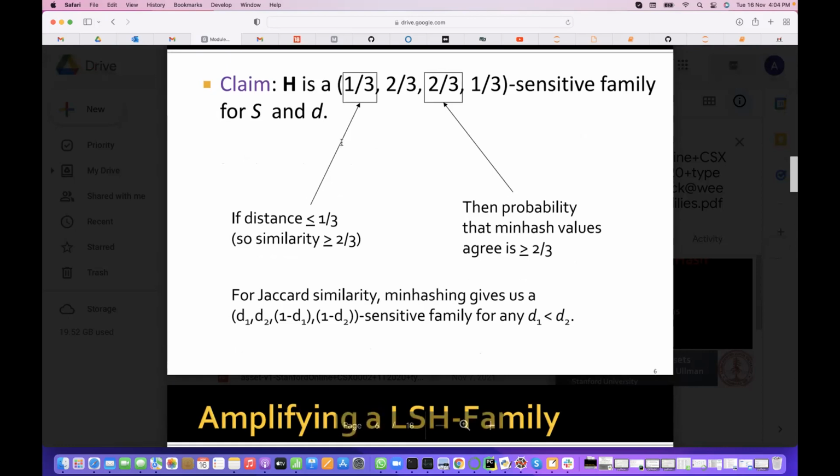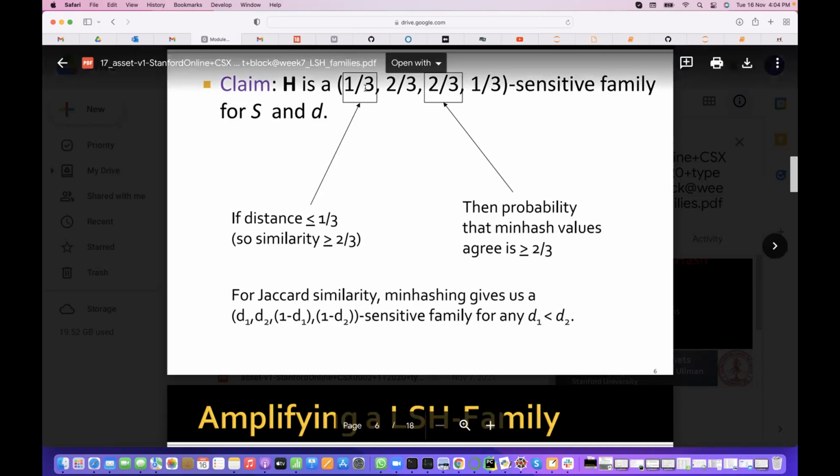Sensitive family for S and D. If distance is less than or equal to 1/3, then similarity is greater than or equal to 2/3. Then the probability that min hash values agree is greater than or equal to 2/3. That is the first. If the distance is less than 1/3, there is probability 2/3 that they agree. If the distance is more than 2/3, the probability of agreeing is less than 1/3. This is the lower bound, this is the upper bound.